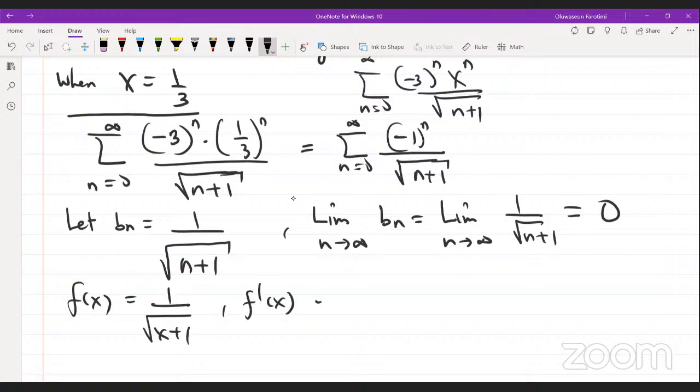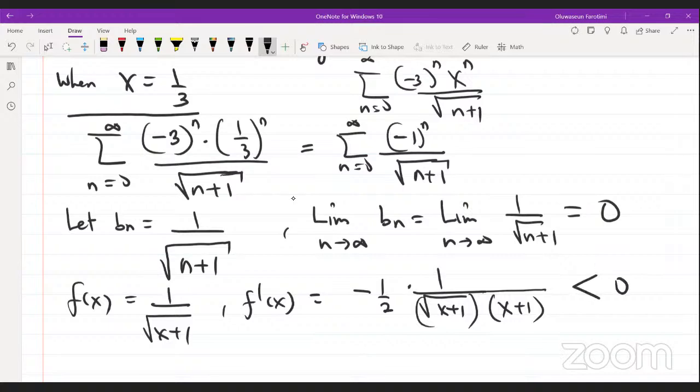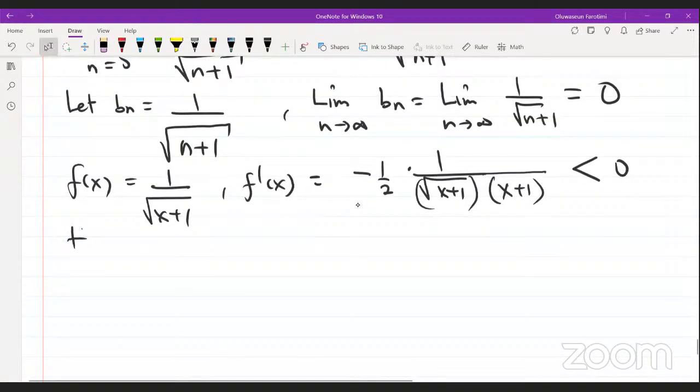What is f prime of x? F prime of x is going to be a negative 1/2, then you multiply by 1 over square root of x plus 1, multiplied by x plus 1. But the bottom line is that this guy is less than 0. Then Bn is decreasing.